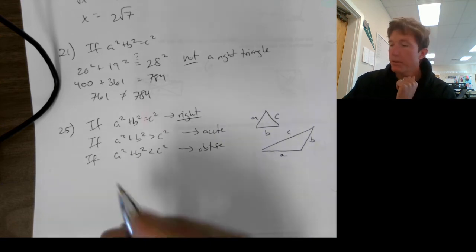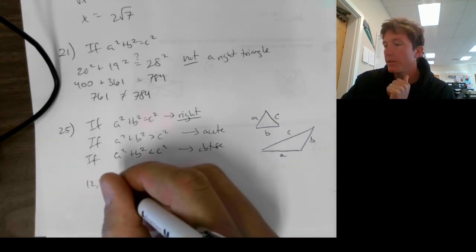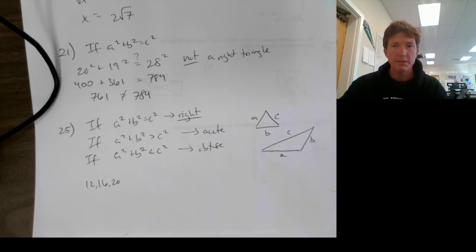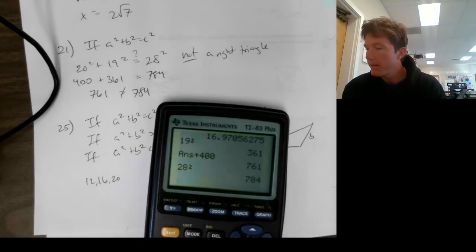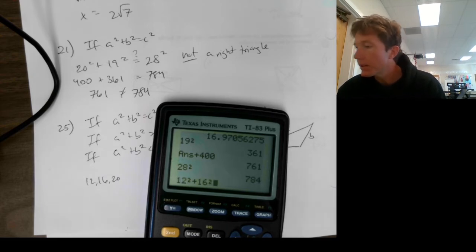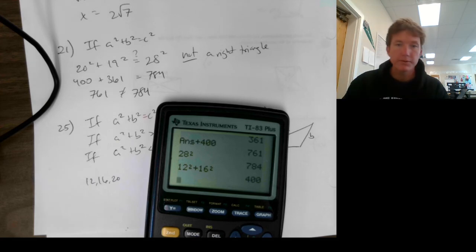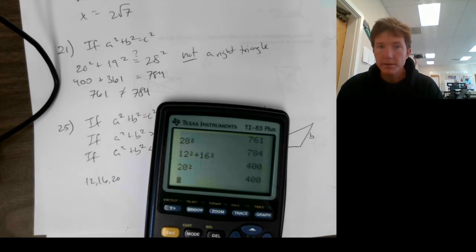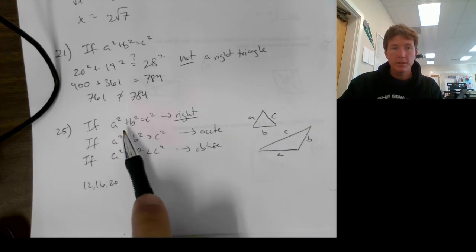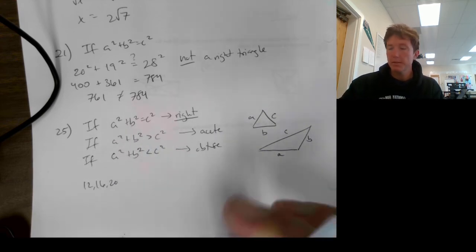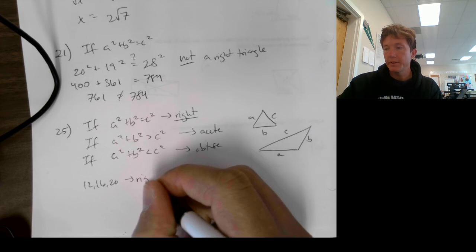So 25, our numbers are 12, 16, and 20. I believe this is a Pythagorean triple. Let's go ahead and figure this out. So I'm going to plug in: 12 squared plus 16 squared is equal to 400. Let's see what 20 squared is. 20 squared is 400. So this is case 1. a squared plus b squared equals c squared, so it's a right triangle.